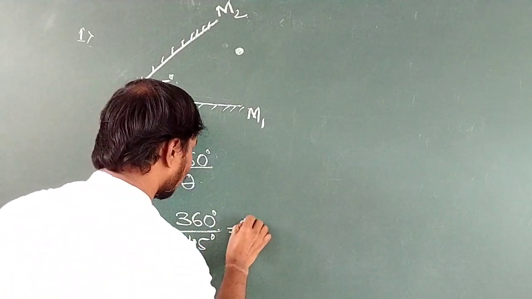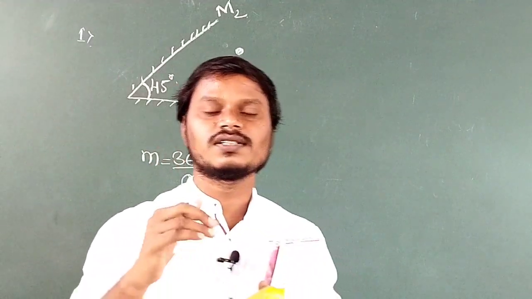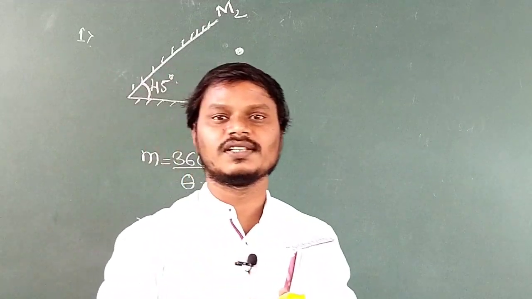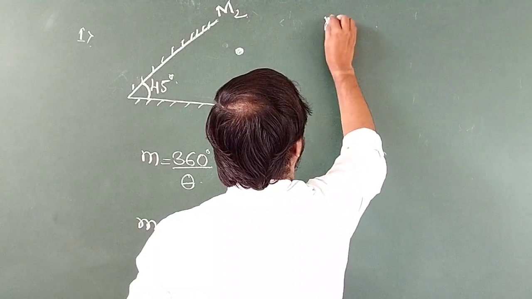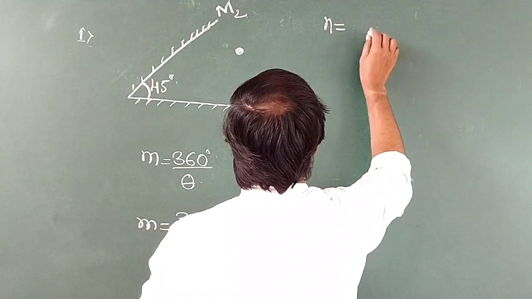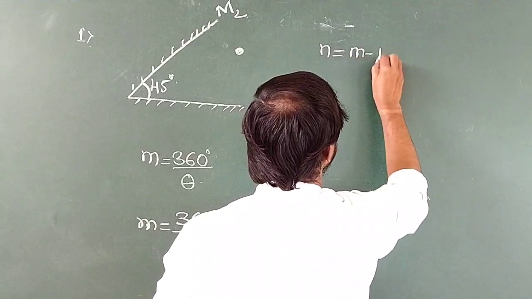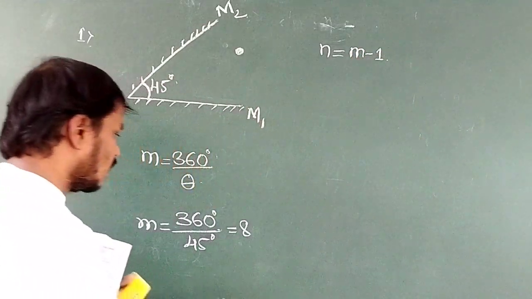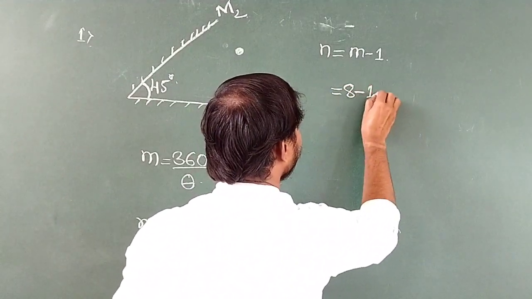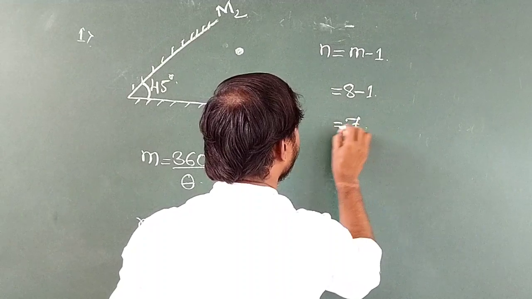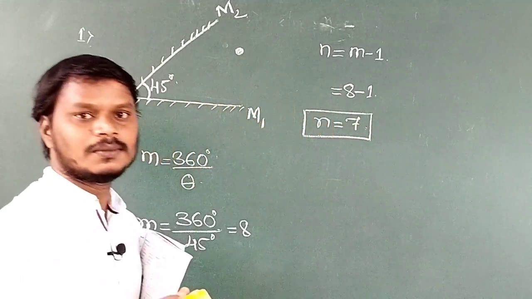That is 8. Then 8 is the even number. 8 is the even number means here 1 subtracted from the 8, then we will get the number of images formed by two inclined plane mirrors. So, the number of images formed n is equal to m minus 1. M is 8, then 8 minus 1, that is 7. So, 7 images formed by the two inclined plane mirrors.